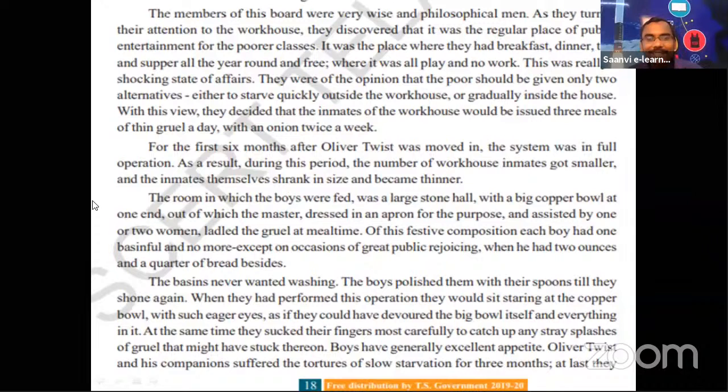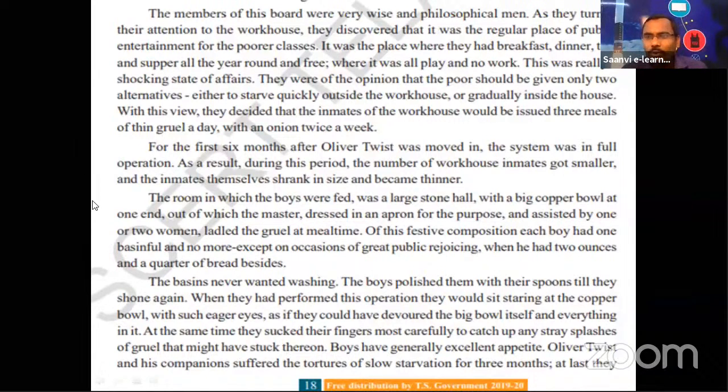Here, at the same time, they sucked their fingers most carefully to catch any stray splashes. If there are remaining parts, something left on their fingers, they used to eat all the gruel that might have stuck thereon. Boys have generally excellent appetite. So this is a common statement, isn't it? Comparing with the girls, boys have generally excellent appetite.